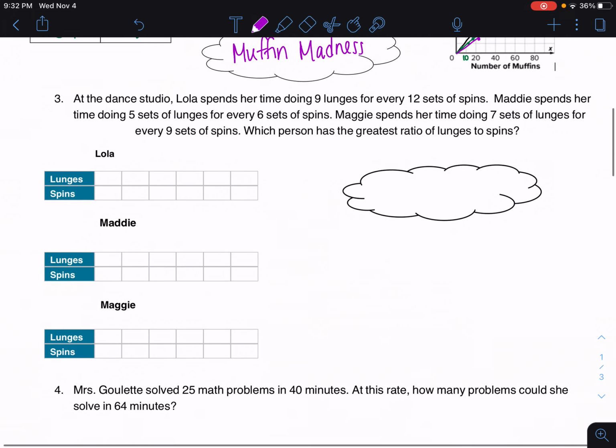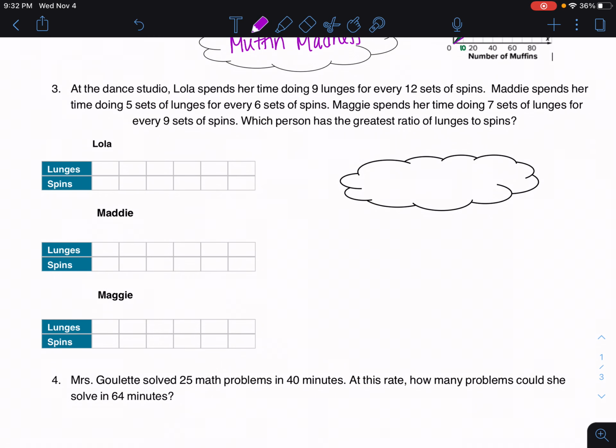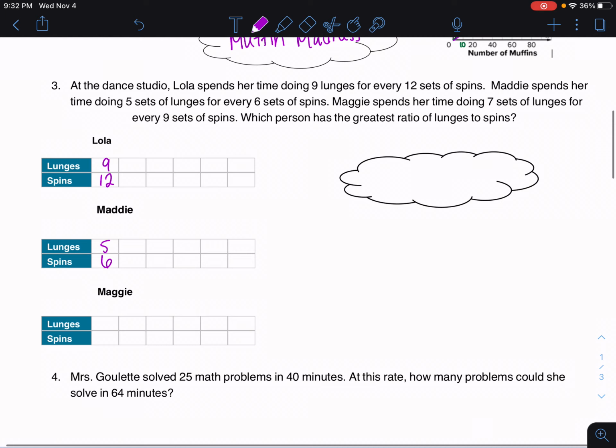Number 3 says, at the dance studio, Lola spends her time doing 9 lunges for every 12 spins. Maddie spends her time doing 5 sets of lunges for every 6 spins. Maggie spends her time doing 7 lunges for every 9 spins. In this one, I'm looking for who does the greatest ratio of lunges to spins.